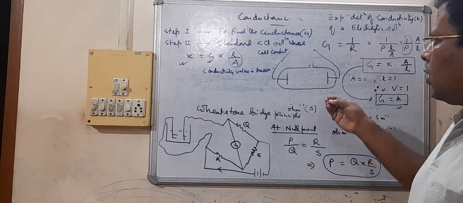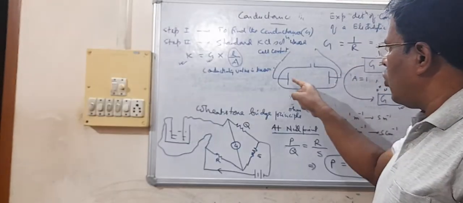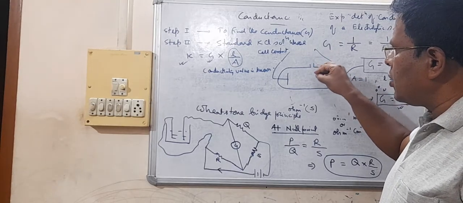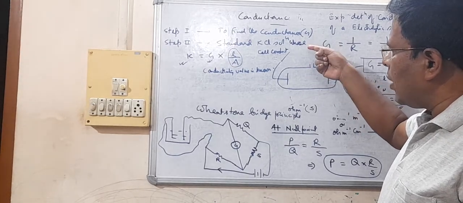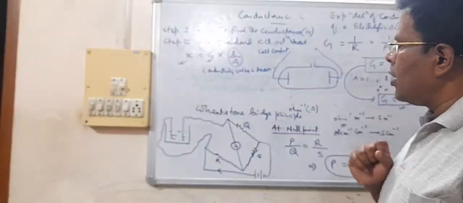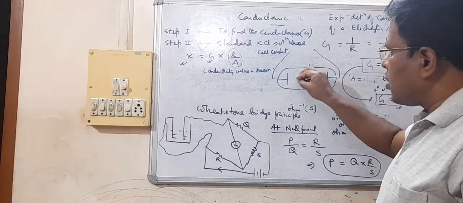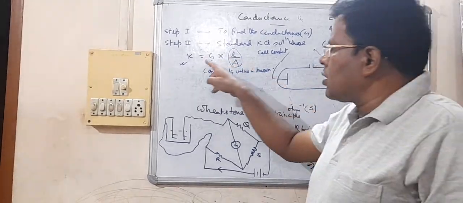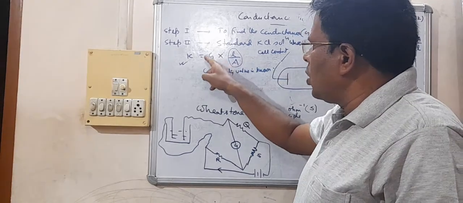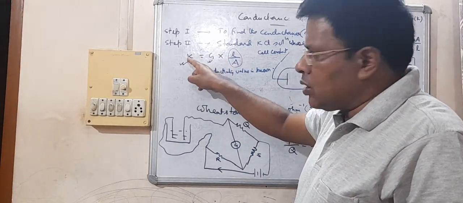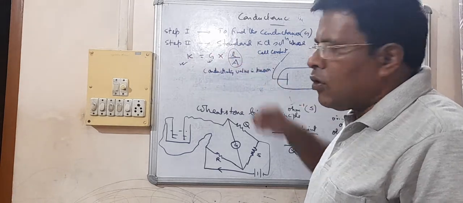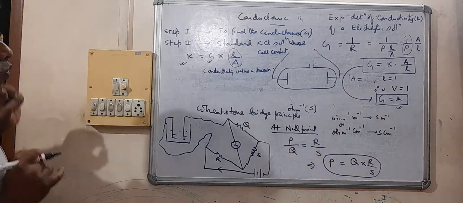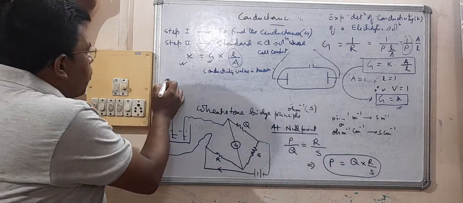So I am telling it once again, to determine the value of cell constant, we take a standard KCl solution whose conductivity value is known from the literature, and we determine the conductance of this standard KCl solution. Since the conductance of this KCl is known, and conductivity is known from the literature, from here we get the value of cell constant.